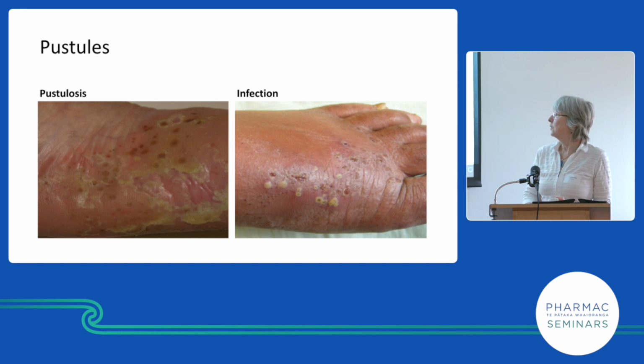pustules. Now, pustules can be infectious or not. So the one on the right is due to Staphylococcus aureus, and the one on the left is not. It's just neutrophils. And really they look the same. So we need some other clues. The one on the left is going to be cold, the one on the right might be hot, the one on the left has no fever, the one on the right might.